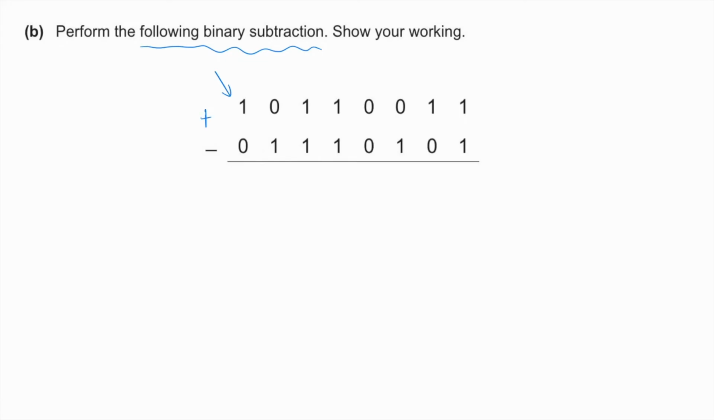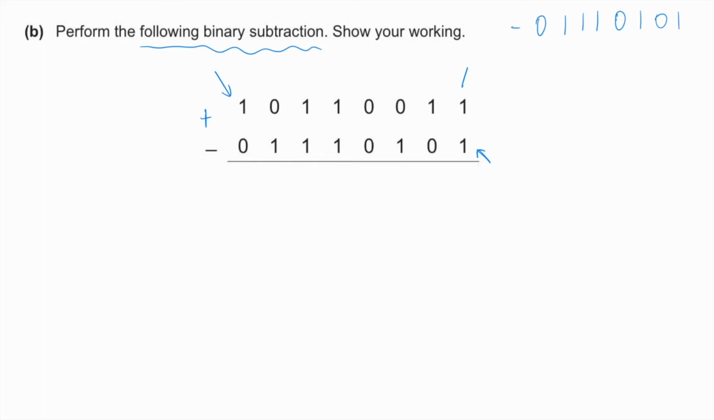And this is where 2's complement form is going to be used. Now this top number is already positive, and it's already in 2's complement form because any positive binary number is automatically in 2's complement form. But this is a negative value. So what we can do is convert this to 2's complement and then just add them together. So we basically have negative 0, 1, 1, 1, 0, 1, 0, 1.